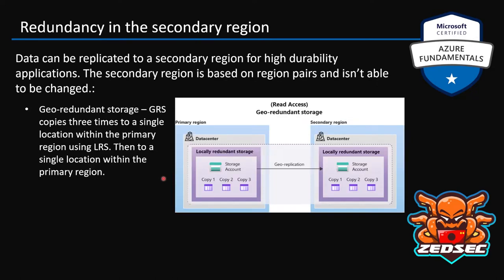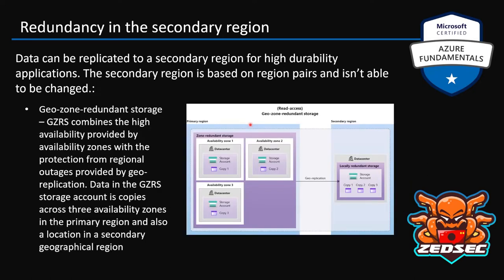Okay, then we've got redundancy in the secondary region. So data can be replicated to a secondary region for high durability applications. The secondary region is based on region pairs and it's not able to be changed. So you've got GRS, Geo Redundant Storage, which copies 3 times to a single location in the primary region using LRS, and then to a single location within the secondary region. So you've got geo replication here, you've got LRS here, but it's replicated in the secondary region as well. So if one data center goes down, you've got a second data center, and that's the same for the region. If the whole region goes down, then you've got this, and that's pretty cool, right?